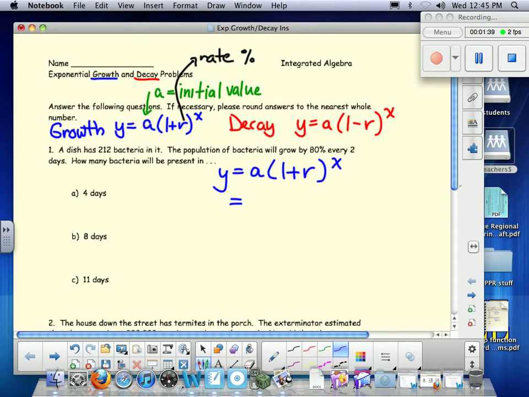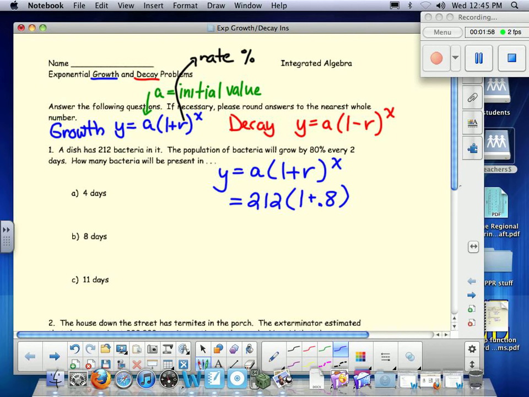What is our initial amount? What are we starting with? 212. What is our rate of change? 80%. 80%, so we're going to make that into a decimal. 0.8, you can put the 0 on the end if you want.